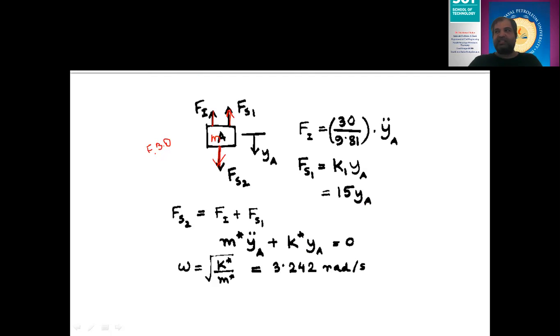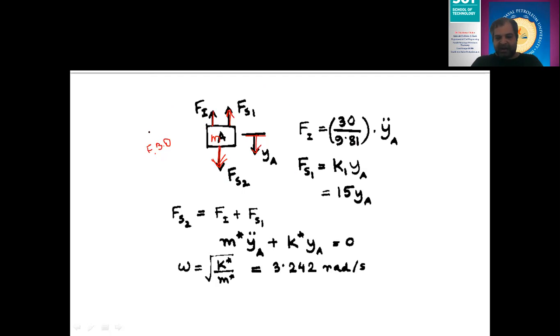Second, Fs2, the second spring is connected here. So Fs2 will be here. And the total displacement of the mass is YA. Now let us try to find all these forces. So Fi is equal to m into the double derivative of the displacement of mass A.